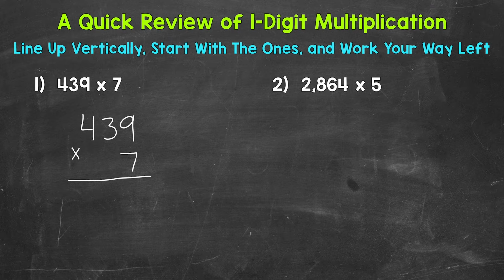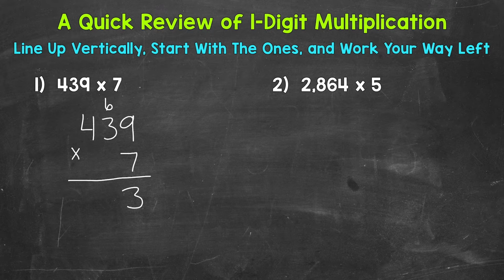Now we can start multiplying, and we start with the ones place. So we have a 9 in the ones place. We need to do 7 times 9 to start with. 7 times 9 is 63. So let's write our 3 and then carry our 6.